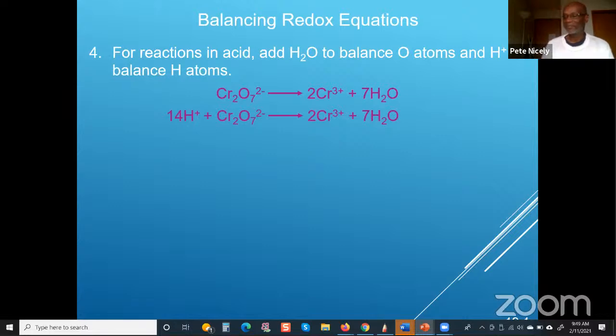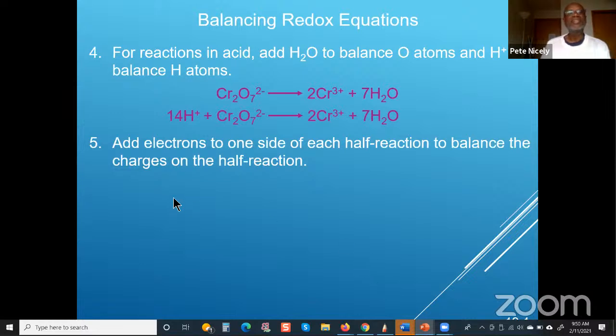Now, the next step, or the part 2 of step 4, is that you need to balance the hydrogen atoms by adding H+ ions to the side that needs it. So in this equation here, we had 14 hydrogen atoms and we had none here. So that means that in order to balance the hydrogen atoms, we need to add 14 hydrogen ions because we have 14 hydrogen atoms on this side. We add 14 hydrogen ions on the left side, all right? So now the equations are balanced with respect to both the oxygens and the hydrogens.